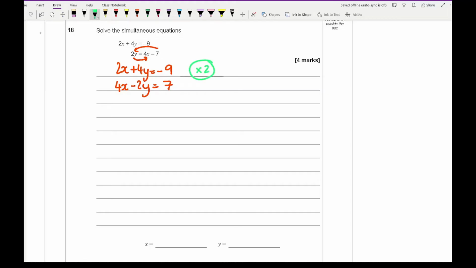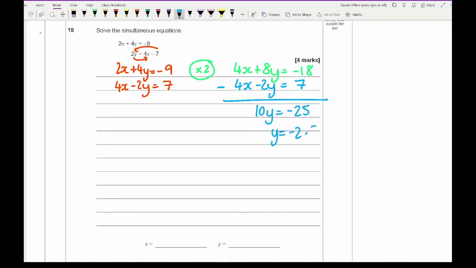So if I multiply that by 2, I get 4x plus 8y equals minus 18. And leave the second equation alone. So I've got 4x minus 2y equals 7. So taking away the two equations, what I end up with is 10y equals, and minus 18 minus 7 is going to give me minus 25. So y equals minus 2.5.